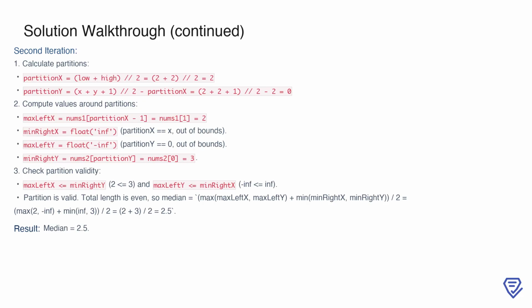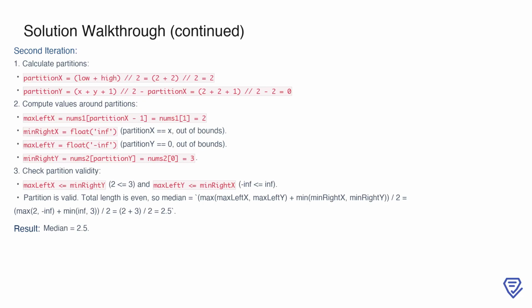Partition y is adjusted to (x + y + 1) / 2 minus partition x, resulting in 0. We evaluate the values around these partitions. Max left x becomes nums1[1], which is 2, and min right x is infinity because partition x equals x, placing it out of bounds. For nums2, max left y is negative infinity since partition y is 0, and min right y is nums2[0], which is 3.